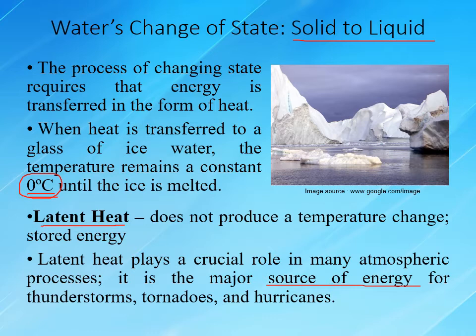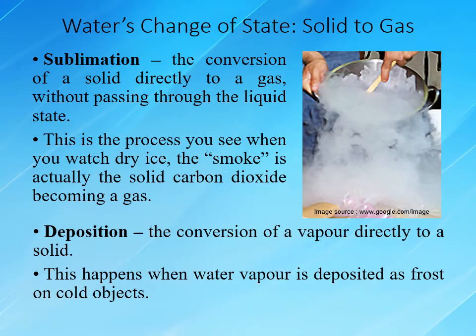The next is the change of state from solid to gas. We already know that this conversion occurs without going through the liquid state, and the conversion directly from solid to gas is known as sublimation. This is the process due to which we often find some smoke whenever ice is removed from the freezer. We find these kinds of smoke around the ice.